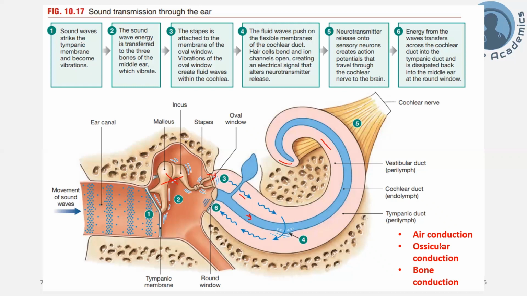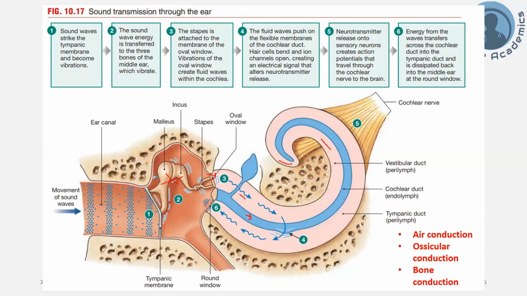However, the ossicular chain is usually involved, and this is known as ossicular conduction, and this transmission we had just discussed. Bone conduction refers to the direct transmission of sound waves into the inner ear by making the bones vibrate. It does not involve the external ear or the middle ear.